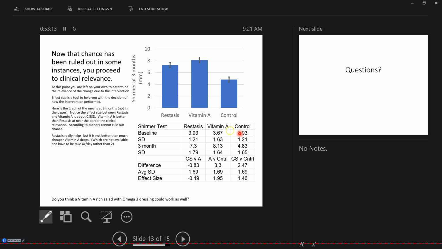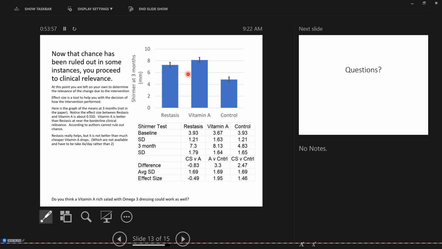Anyway, when we look at this, we see that the cyclosporin, which is the Restasis, versus vitamin A, the difference was 0.83, the effect size was 0.49. In other words, we have essentially a minimally clinically relevant improvement of vitamin A over Restasis. It would be good if they were the same, because both of them are way better than the control. But the fact that vitamin A is even better is a suggestion that we should work on vitamin A drops, and maybe.